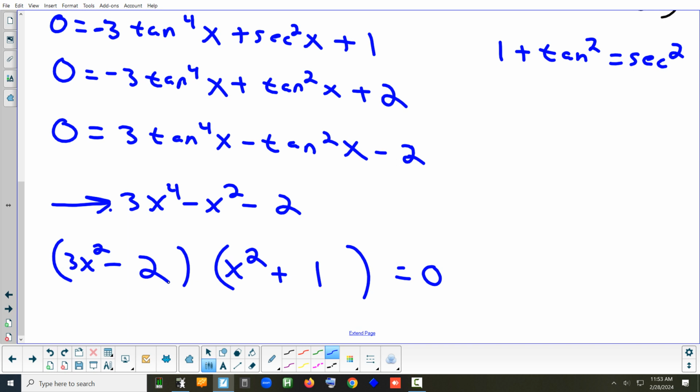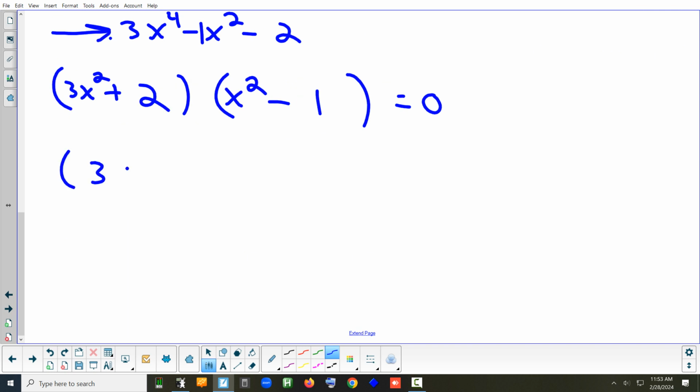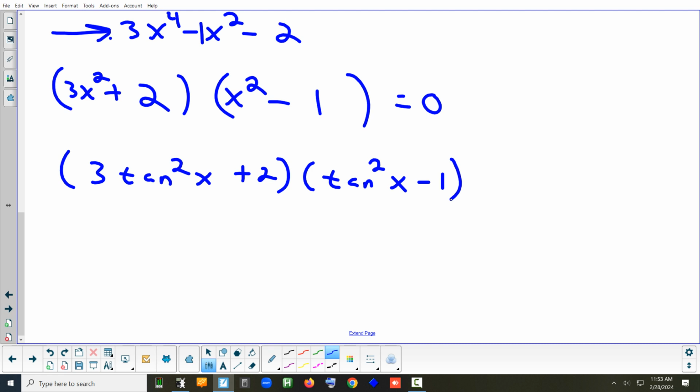That's going to give me 3x squared, take away 2x squared. No. So I have to switch my signs. Now that gives me negative 3x squared plus 2x squared. Negative 3 plus 2 is negative 1. Okay, so that is how you factor. But really, we weren't working with x. What were we working with? Tangent. Okay, everything was really tangent. So it really factors as 3 tan squared x plus 2, tan squared x minus 1 equals 0. That's how you factor it.